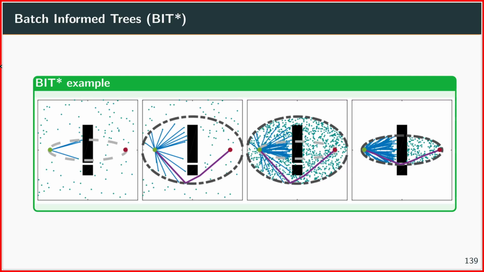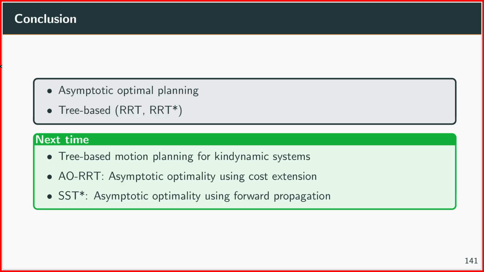Okay, let's wrap it up. So we talked about asymptotic optimal planning and especially tree-based planning. Especially we talked about RRT, RRT star, and a little bit of BIT star. And next time we will extend this to kinodynamic systems and we will look at two algorithms, AORRT and SST star, which use different strategies to do asymptotic optimal planning, but for kinodynamic systems.